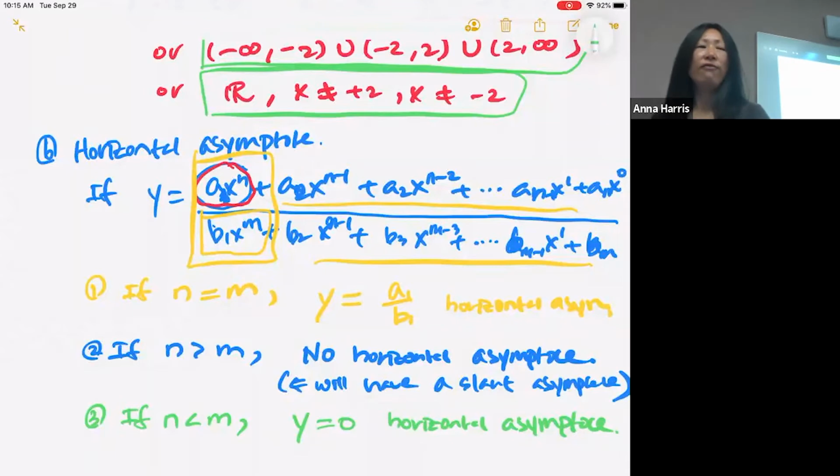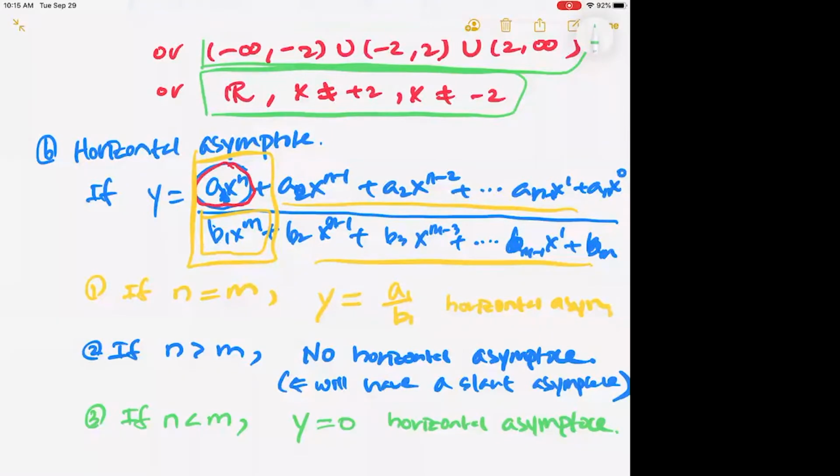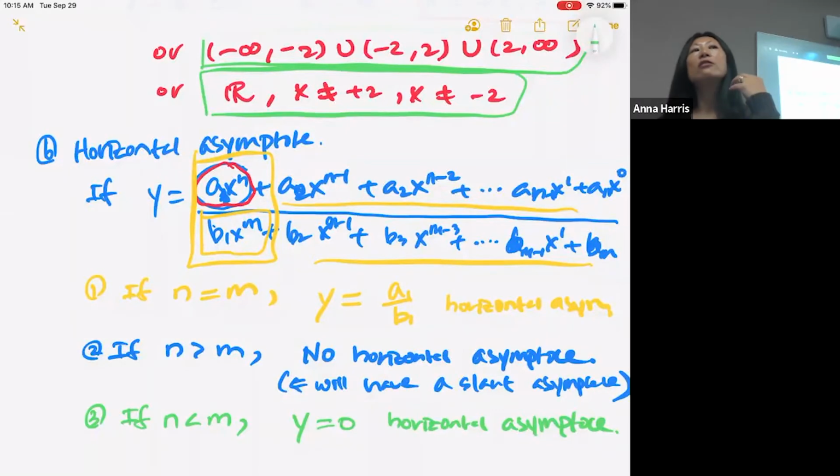Okay, to find the horizontal asymptote, you have three different cases. If your numerator power and denominator power are the same, then the ratio of the leading coefficients is your horizontal asymptote: y is equal to a over b. If your numerator power is bigger than your denominator power, you do not have a horizontal asymptote. You will have a slant. We're not going to talk about it for now. Next, if your denominator has more power than your numerator, in that case, y equal to 0 is your horizontal asymptote. So you have three different cases for horizontal asymptote.